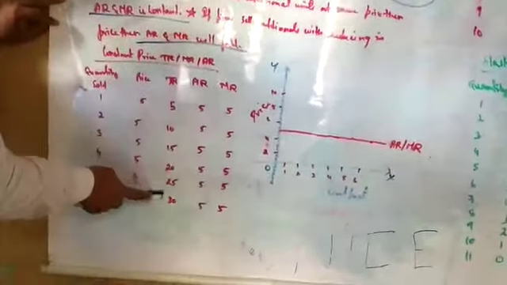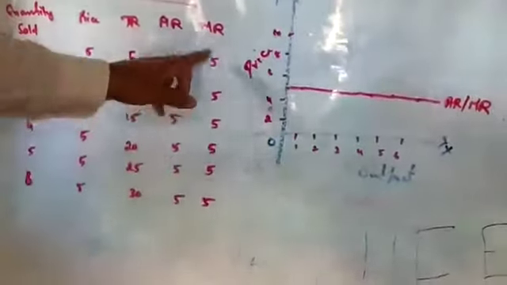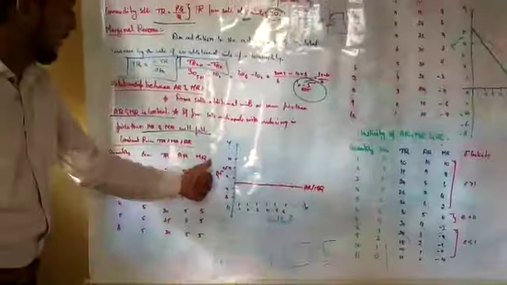Let's see the constant price case. Commodity sold, we have taken 1, 2, 3, 4, 5. Price we have taken 5, 5, 5, 5, 5, a fixed price. Total revenue 5, 10, 15, 20, 25. Average revenue is the same as the price, 5, 5, 5, 5. And at the same time, what happened? Marginal revenue will be the same, because if the price is constant, average and marginal revenue will remain the same.